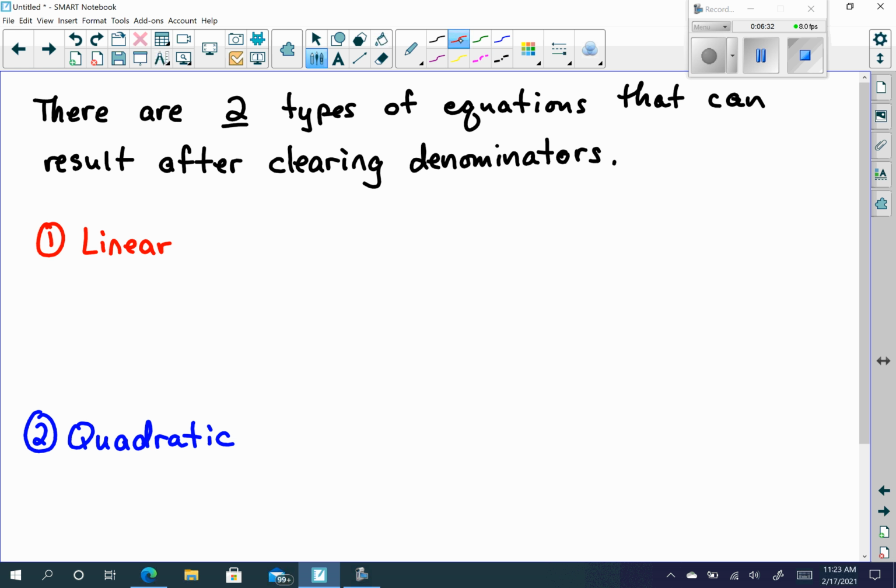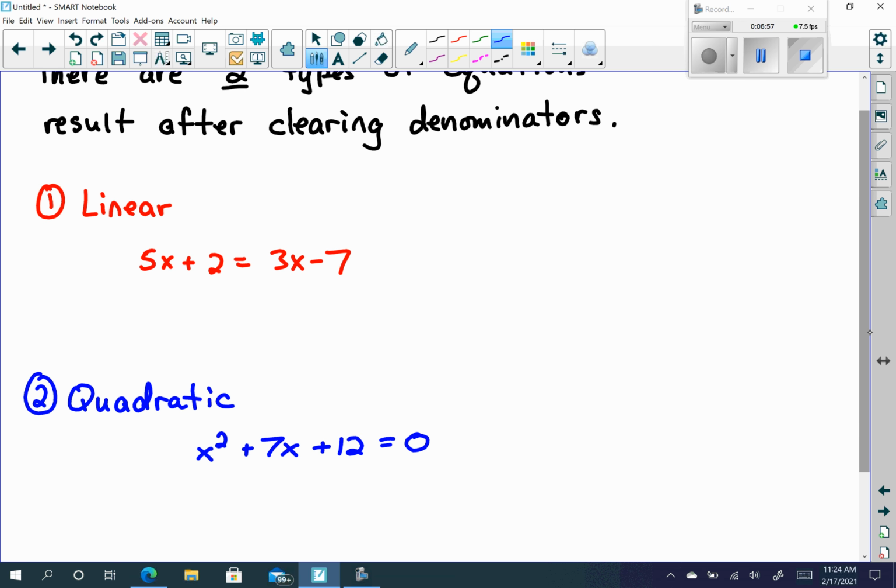A linear means we just see a single variable. It's not raised to any power larger than 1. So for an example here, linear could be maybe we have a 5x plus 2 equals a 3x minus 7. We just simply continue to solve for x. But a quadratic could be x squared plus 7x plus 12. And in this case, quadratics, we want to get everything on one side, all the terms on one side set equal to 0, and we usually solve by factoring.